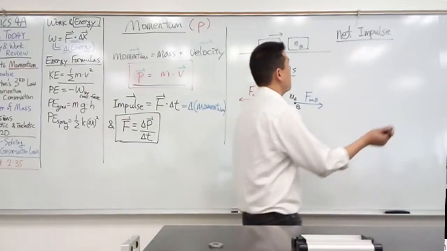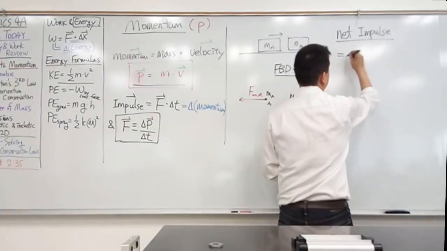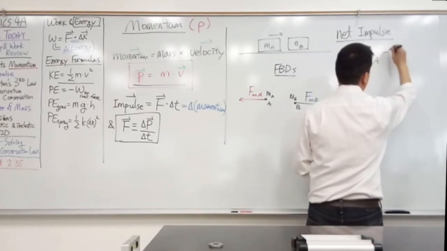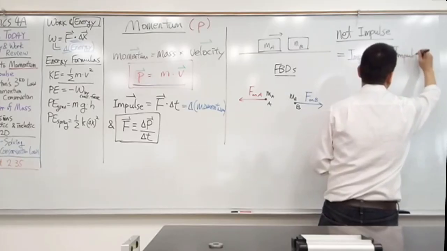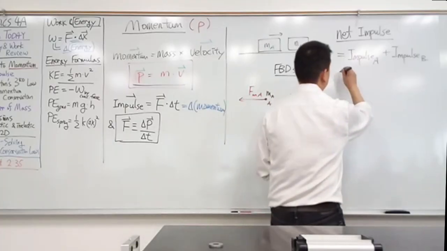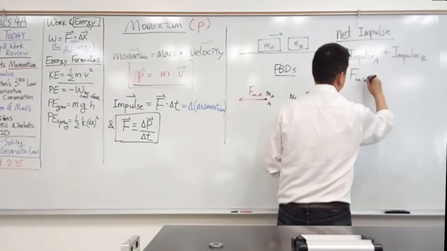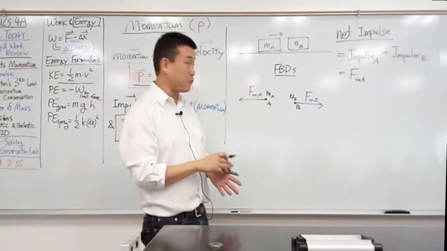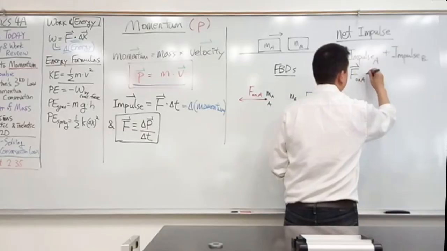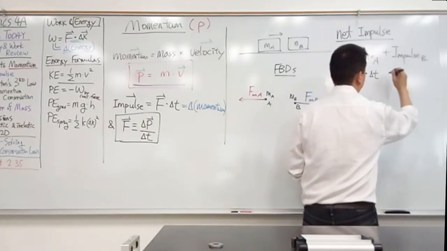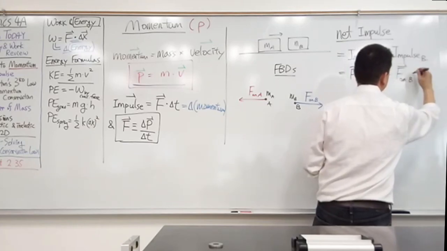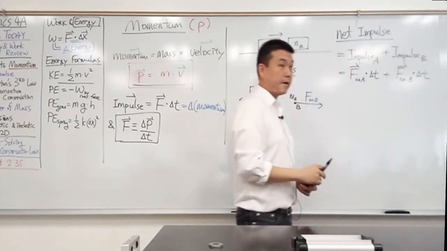Okay? So what net impulse should be is impulse on block A plus impulse on block B. So that would be the force on A. It should be net force on A, but that's the only force on A. So force on A times some duration of time plus force on B times some duration of time, right?